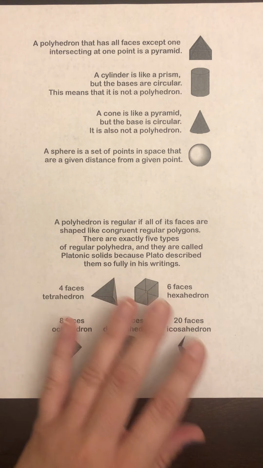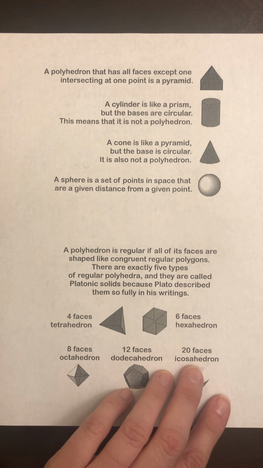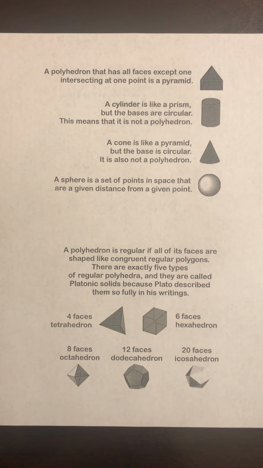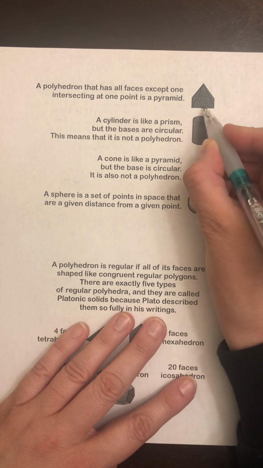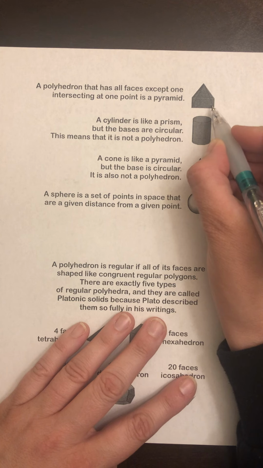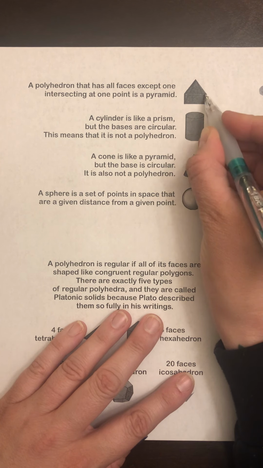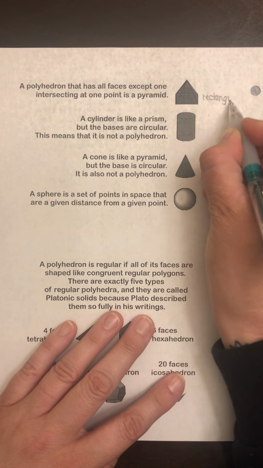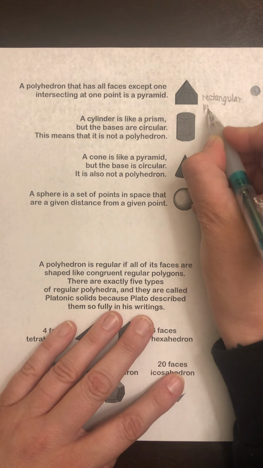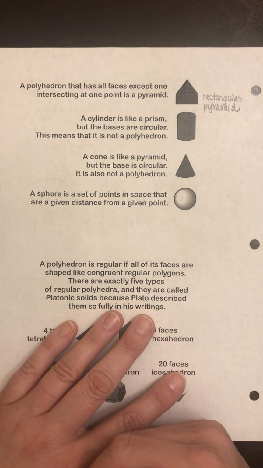All right, then it says that a polyhedron that has all faces except one intersecting at a point is a pyramid. All right, so for this particular shape, one thing to note is that a pyramid only has 1 base. So remember, a prism has 2 bases. A pyramid only has 1 base. And this one has a base that is a rectangle. So if I were going to name this, I would name this a rectangular pyramid, because again, you're going to name it by the shape of the base.